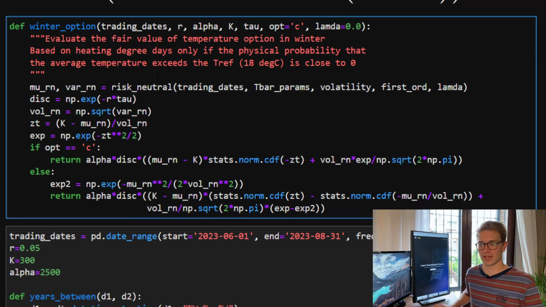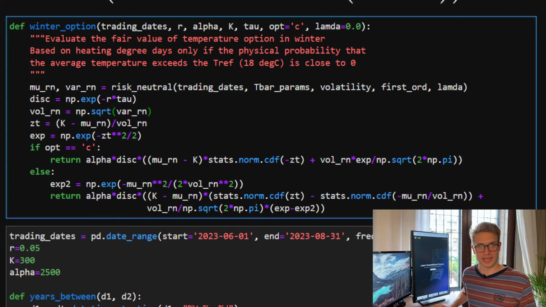So let's evaluate the fair value of a temperature option in winter based on heating degree days only, if the physical probability of the average temperature exceeding the T-ref of 18 degrees is close to 0. So not really the case in Australia, but you can use this in other places. Nevertheless, let's do it for an Australian option.